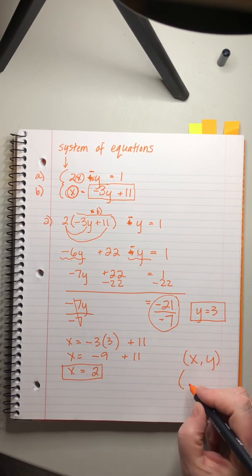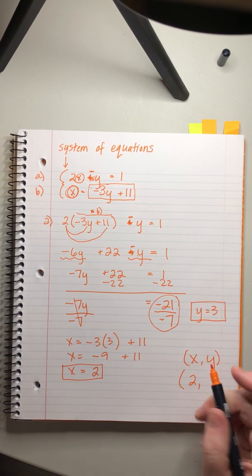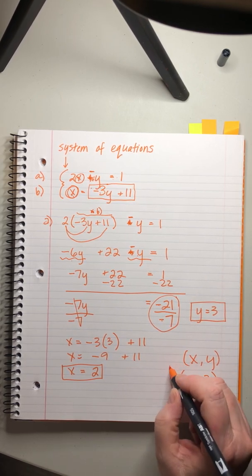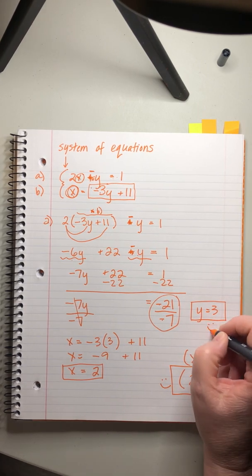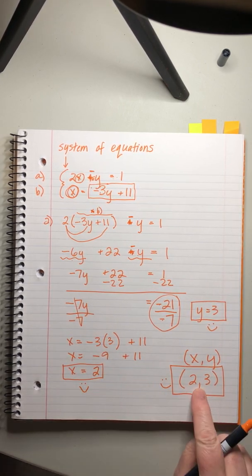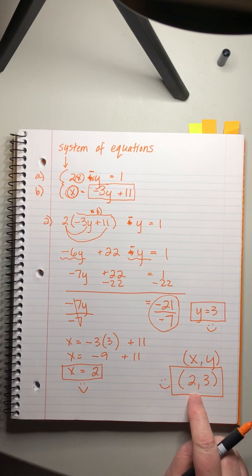So x is 2 and y is 3. So the best way to write our answer is like that. This is also good, but this is the best answer, and I'm going to tell you why. I want to tell you why so that I can blow your minds a little bit.